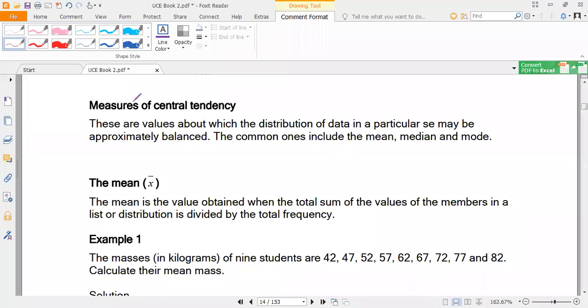Welcome to our session for ungrouped data. So we're going to look at the measure of central tendency.